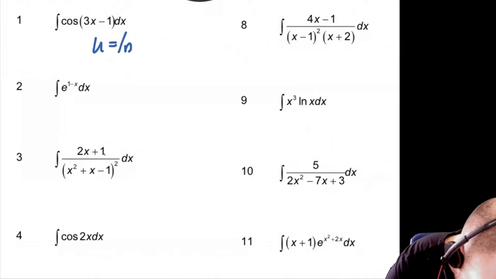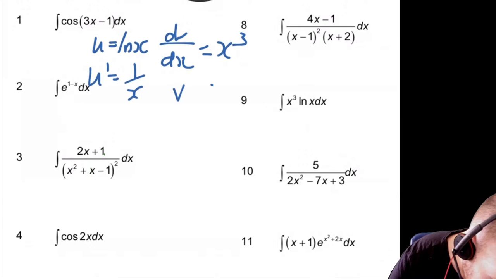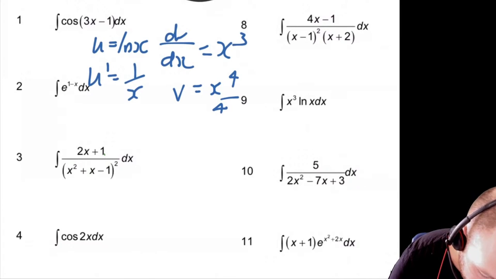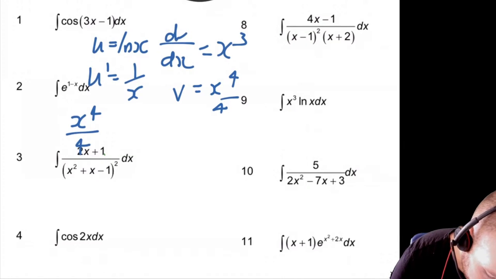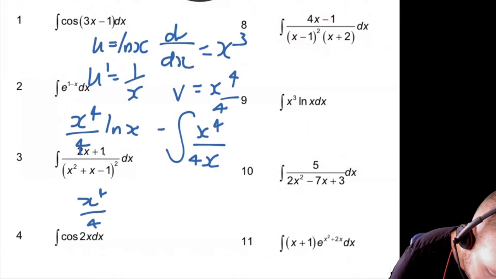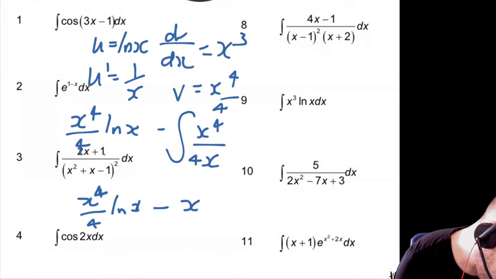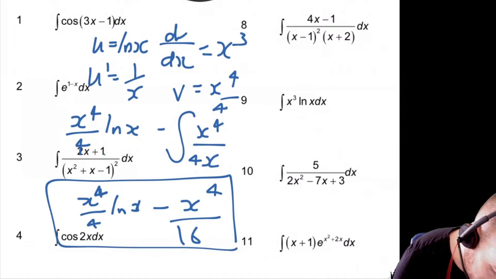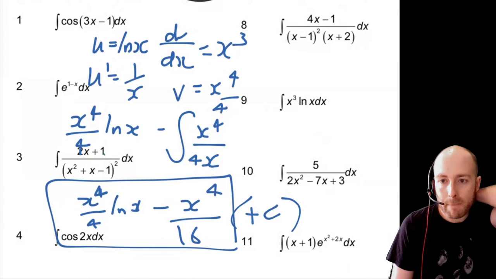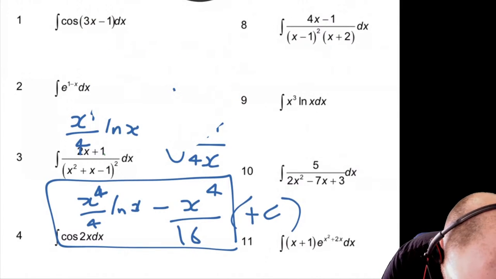So u is ln x, dv/dx is x cubed, u dash is 1 over x, v is x to the 4 over 4. So we put it all together, we get uv, x to the 4 over 4 ln x, take away the integral of x to the 4 over 4 x, which will give me x to the 3, so that's going to go up to x to the 4 again over 16 plus c. So that's question 9.